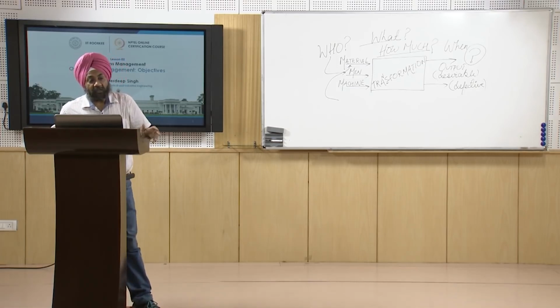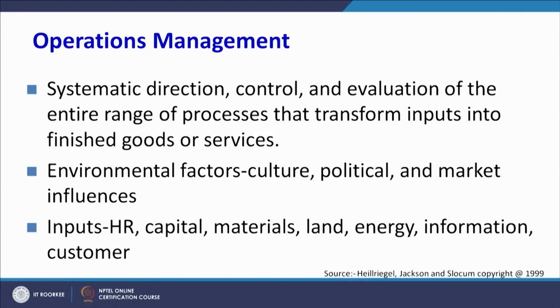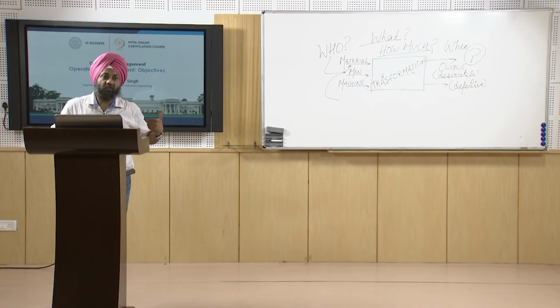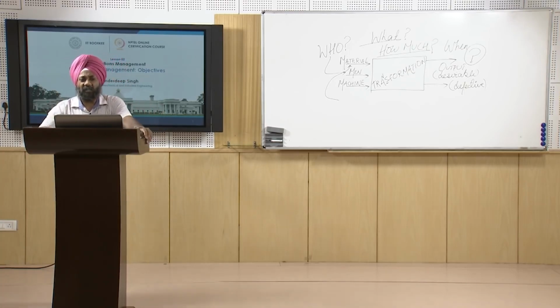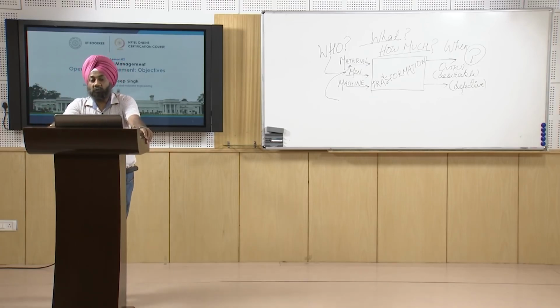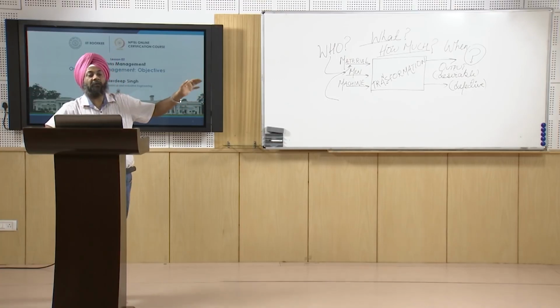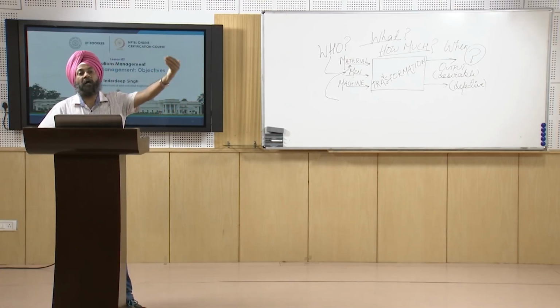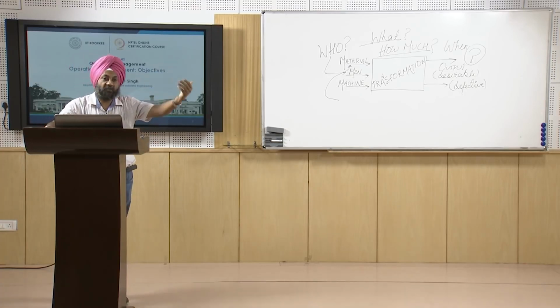Then operations management we can also understand as the systematic direction, control and evaluation of the entire range of processes that transform inputs into finished goods or services. So here you can see, in place of planning in the previous definition, here it is direction. Rest is more or less the same. So we have to systematically plan, we have to systematically direct our resources so that we are able to transform the inputs, that is man, material, machine, into the output that is desirable or the services that are desirable.